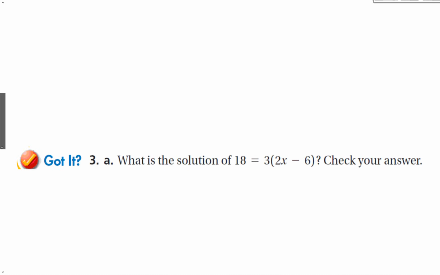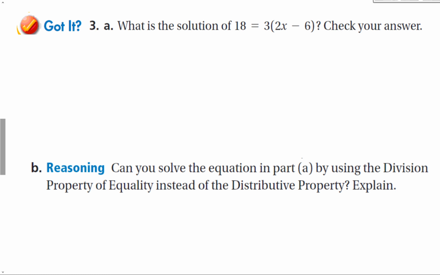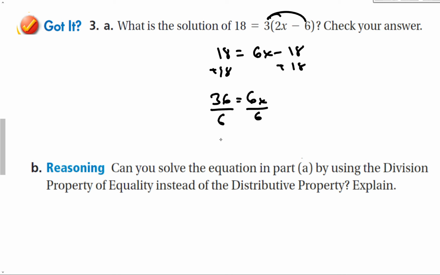Our got it problem. So let's do this one first the same way. Let's distribute. So that's 18 is equal to 6x minus 18. Add 18 to both sides. And we get 36 is equal to 6x. Divide by 6, and we get that 6 is equal to x.